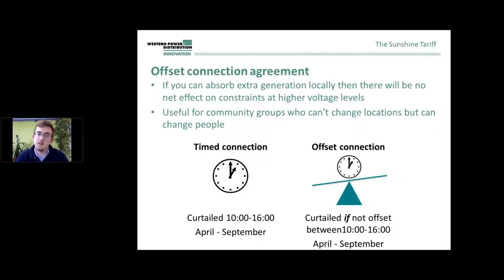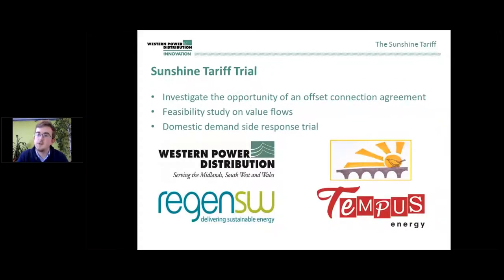Effectively, within that network there were constraints at the higher voltage network, here a 33 kV line. If you could, below those networks, offset whatever you generate with demand, you could have no impact on that high voltage level. We found this was something you could really access and really engage with local participants, to allow them to connect when they don't have the flexibility that commercial generators might have in terms of location. So we pulled together the Sunshine Tariff Trial to investigate this.